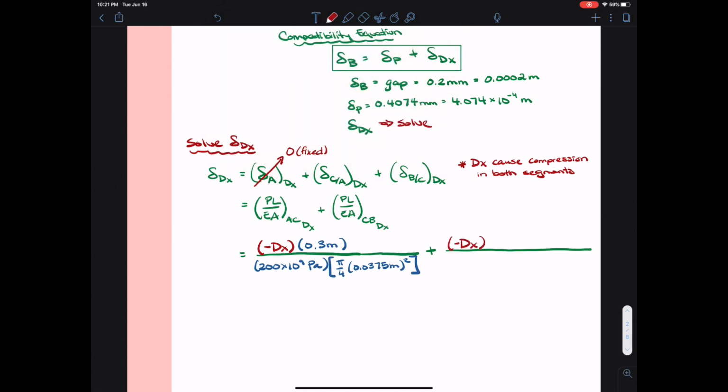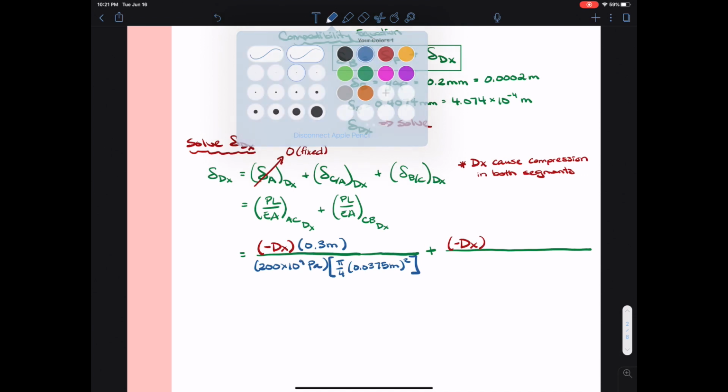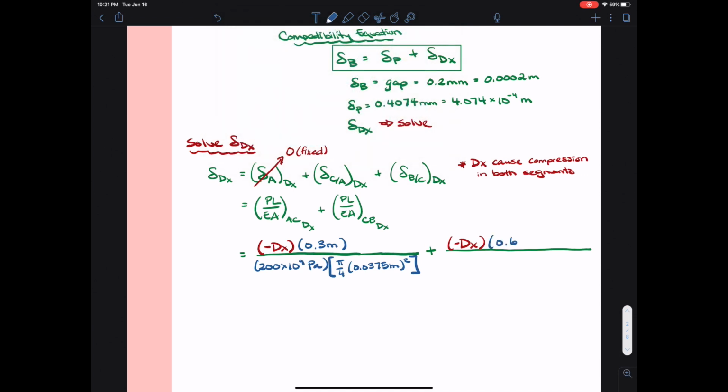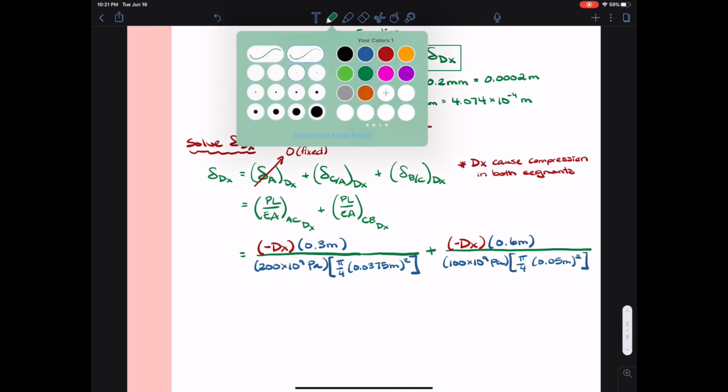This, again, has a compressive force of negative dx. It has a length of 0.6 meters. It's made of brass, so the modulus of elasticity is 100 times 10 to the 9th pascals times the area in the denominator there. The area will be pi over 4 times 0.05 meters squared.